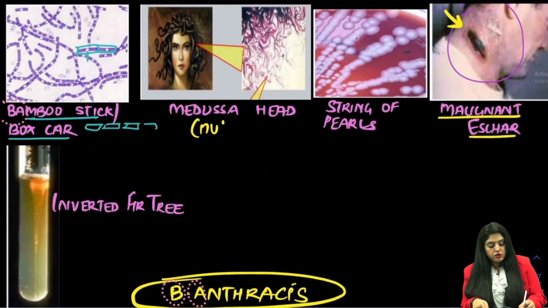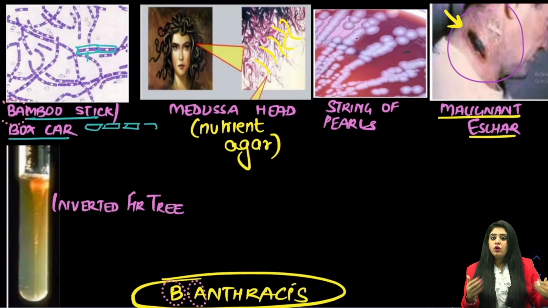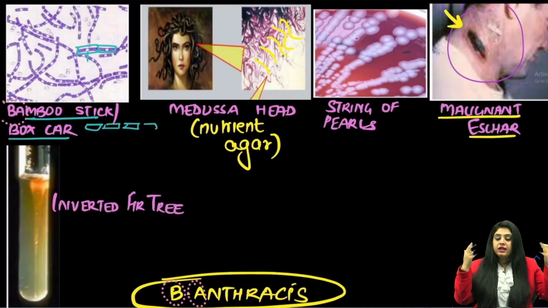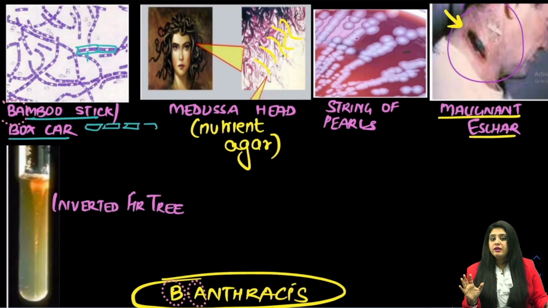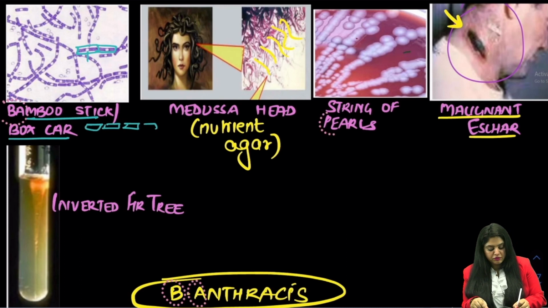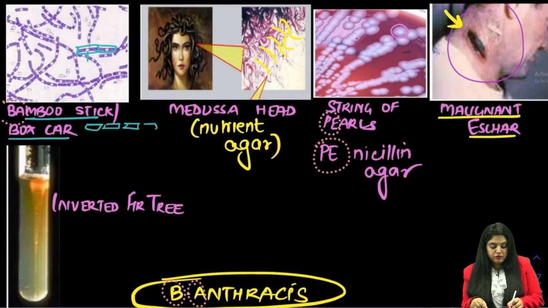Next, when you look at it on a nutrient agar, you have the very famous Medusa head appearance. This is the wavy hair which all of us are gonna have at the end of the session with so much of information overload. So all hair gonna go up, electric shock. So Medusa head appearance. Finally, we come to what? There is a string of pearls appearance. PE means pearls, and on which agar will it be? PE means I'm gonna get it on a penicillin agar. String of pearls appearance is going to be seen on a penicillin agar. You can see this beautiful string of pearls formed over here.